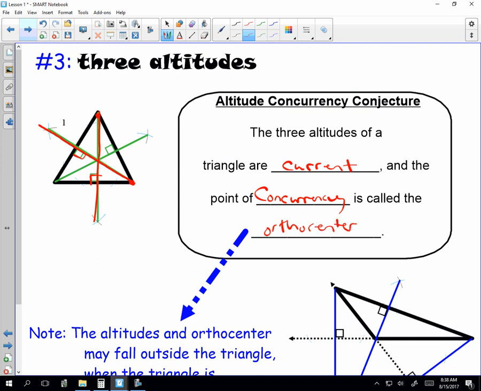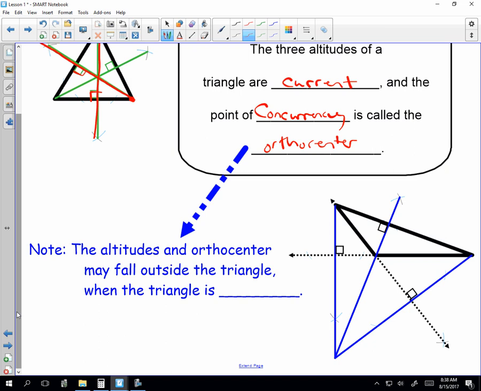Okay, so when we look at properties of the orthocenter, the altitudes or the orthocenter might fall outside of the triangle when the triangle is obtuse. Just based on how they have to be drawn, we might have to extend a side length, because remember, when we're talking about a perpendicular line, it's perpendicular to the line. It may not be perpendicular to the segment or side of the triangle.